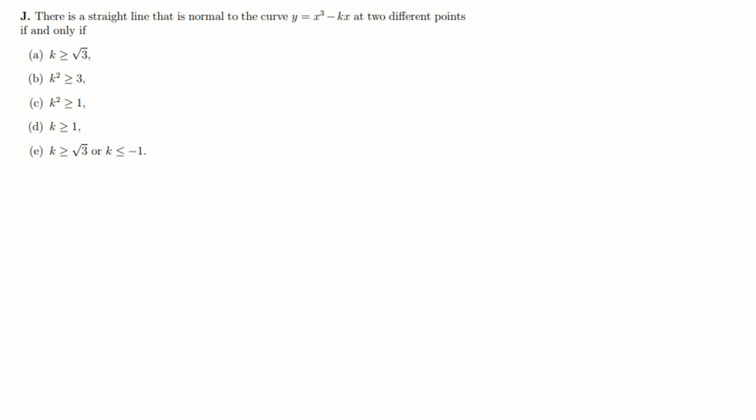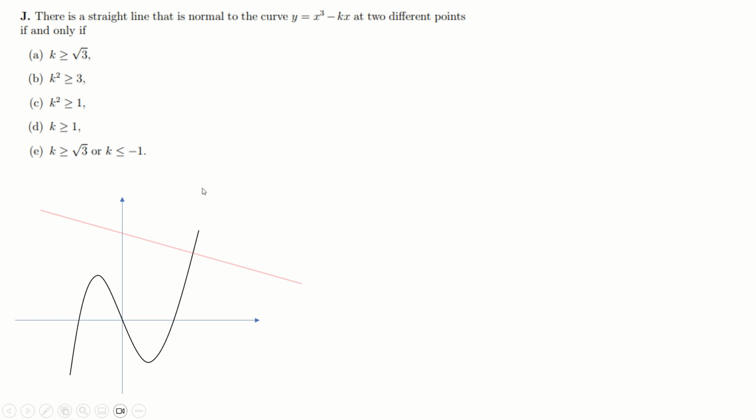Question J is absolutely brutal. So you've got a cubic that, notice, goes through the origin, and you want a single straight line that's normal to it, like this one, except it's normal at two different points. So not like this, because this is only normal at one point, more like this, that's got a 90-degree angle here and also a 90-degree angle here.